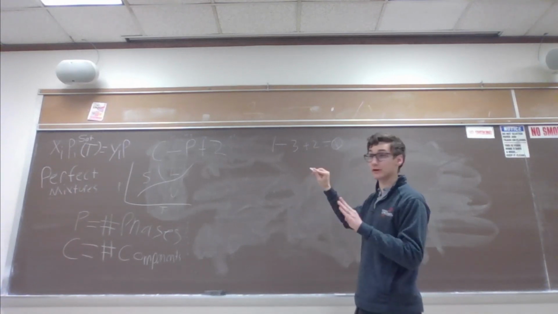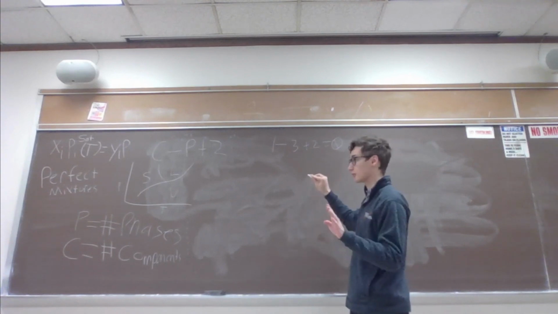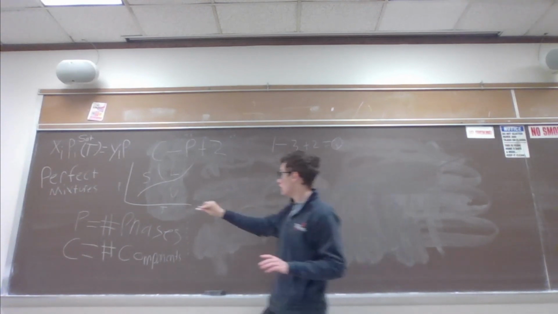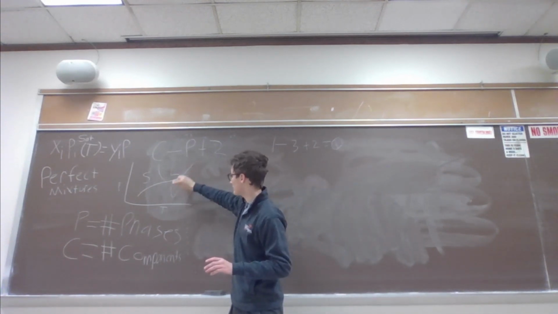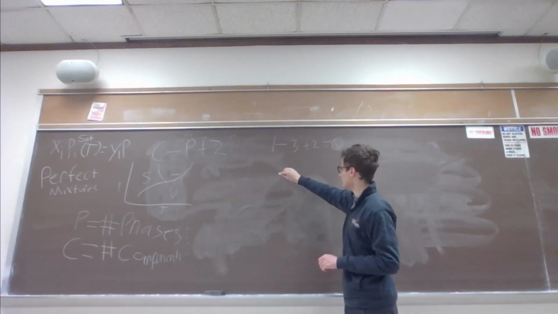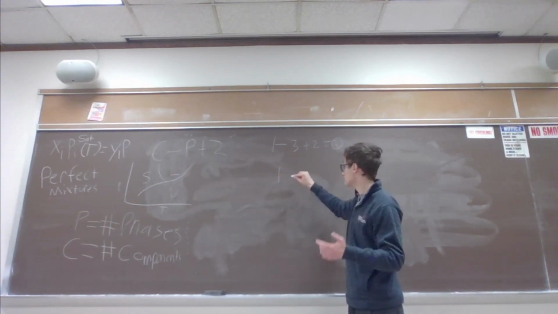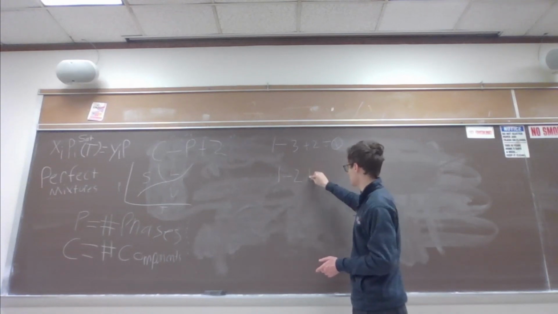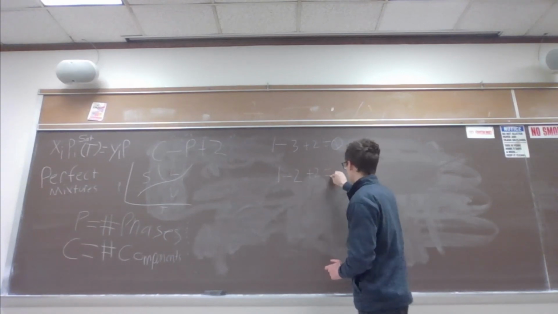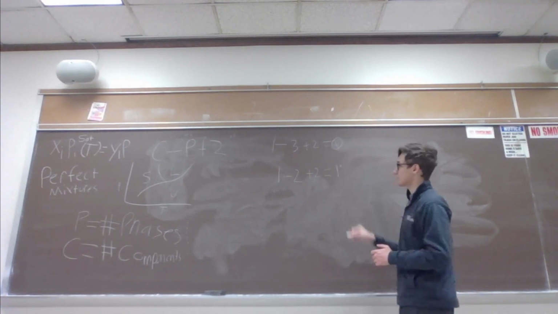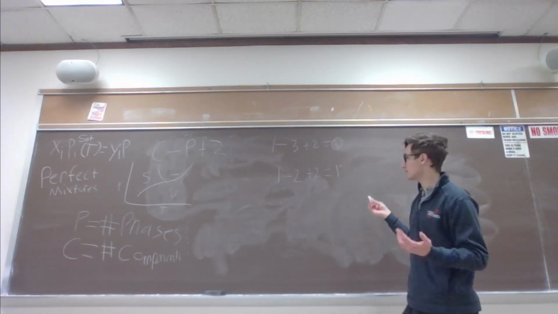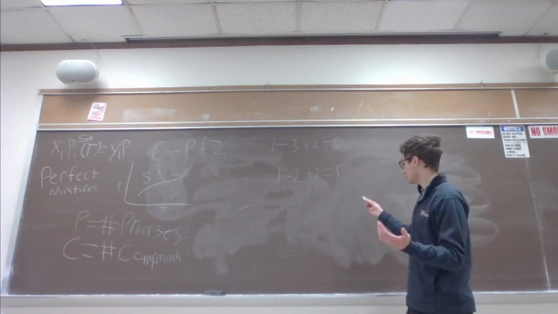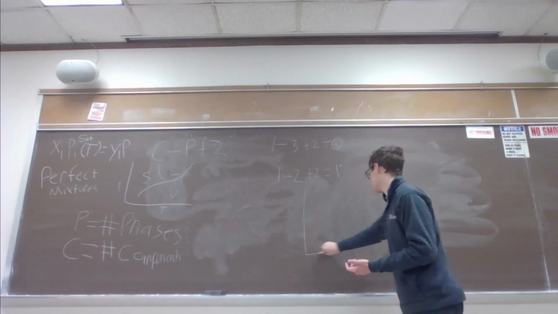Again, it's going to be using pure H2O vapor and liquid. It's all pure water, but it's going to be on the equilibrium between vapor and liquid. That means, again, we have one component minus two phases plus two. This gives us one degree of freedom. And you might be wondering, how does that work? So let's just draw this graph again.